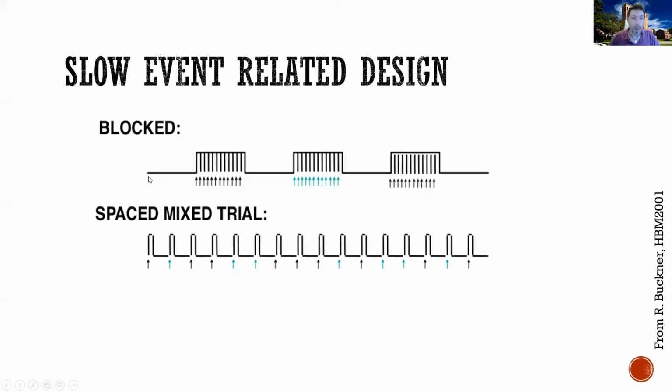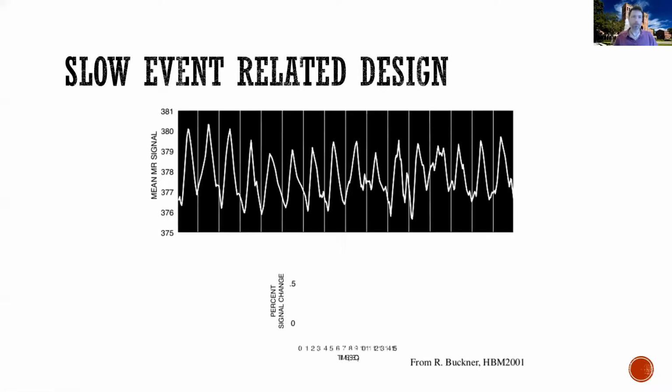See, when you block trials, as in the block design, you cannot really tell apart how the brain responded to trial 1 versus trial 2 versus trial 3. It's just a block. If you use a spaced mixed trial instead, you can look at the response to this single trial right here, and then the response to this single trial right here, and then the response to the next single trial, and so on. Let me show what I mean.